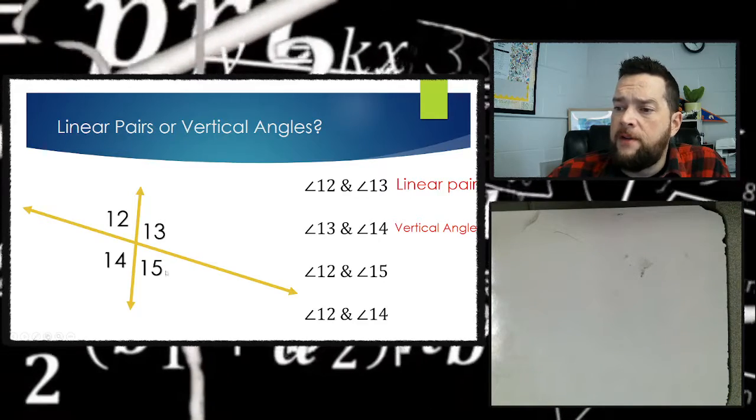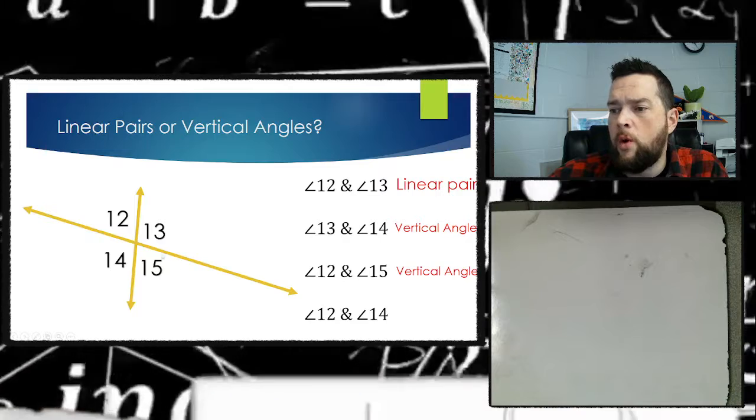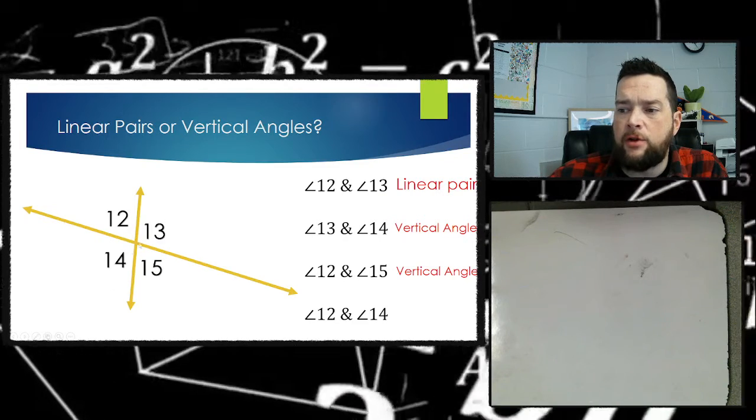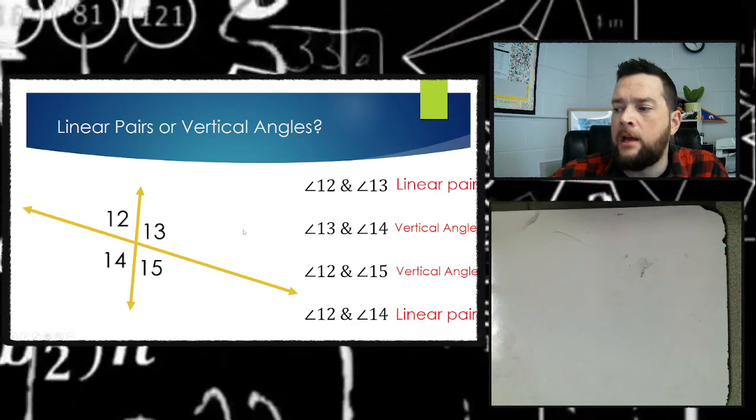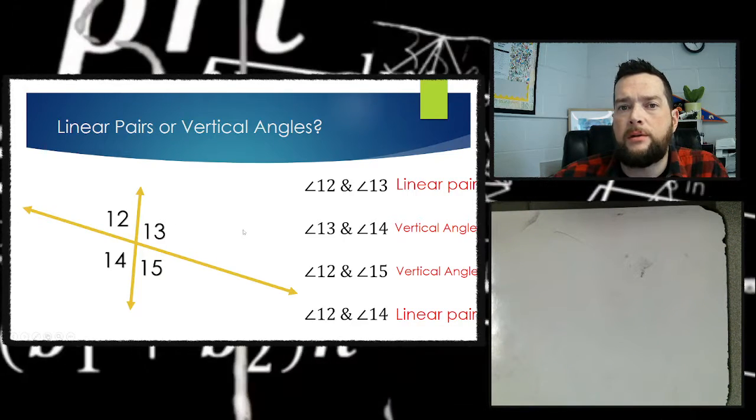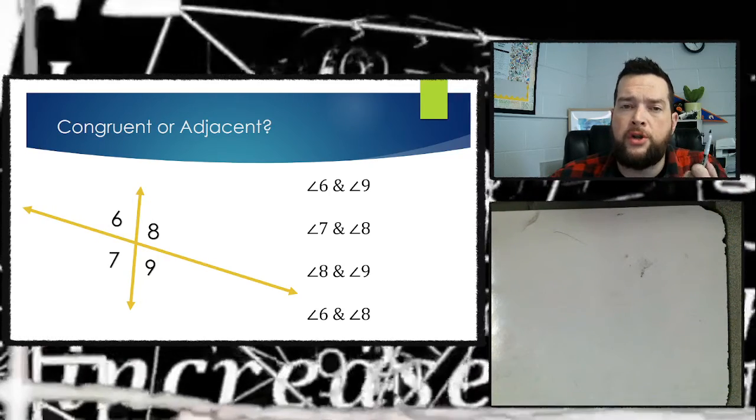All right, 12 and 15, they're also across from each other, so those are vertical angles. And then 12 and 14, they together share a side and a vertex, and they create a line, so those are linear pairs. All right, let's do that again, but now we're deciding, are they congruent or adjacent?